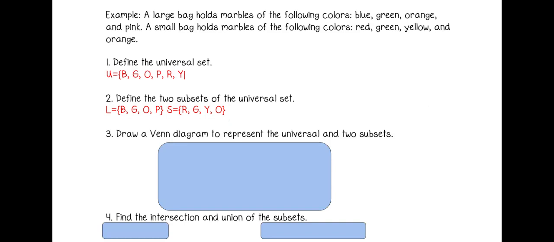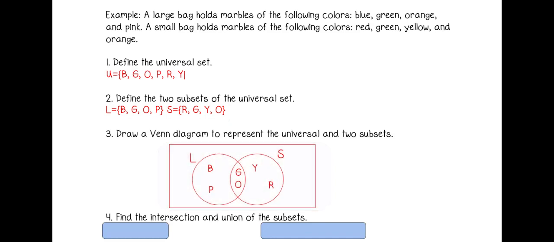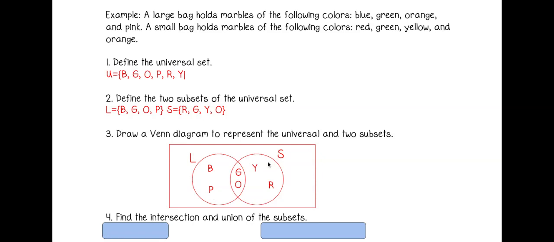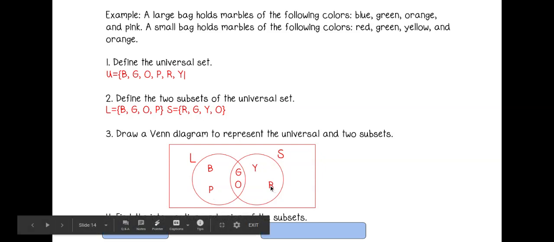The Venn diagram is also going to show that green and orange are in the large and small bag because of where the two circles intersect. So that's green and orange, and then you have the blue and pink marbles that are only in large and not in small, and then you have the yellow and red ones that are in small but not in large. And then obviously these two are in both of the bags.